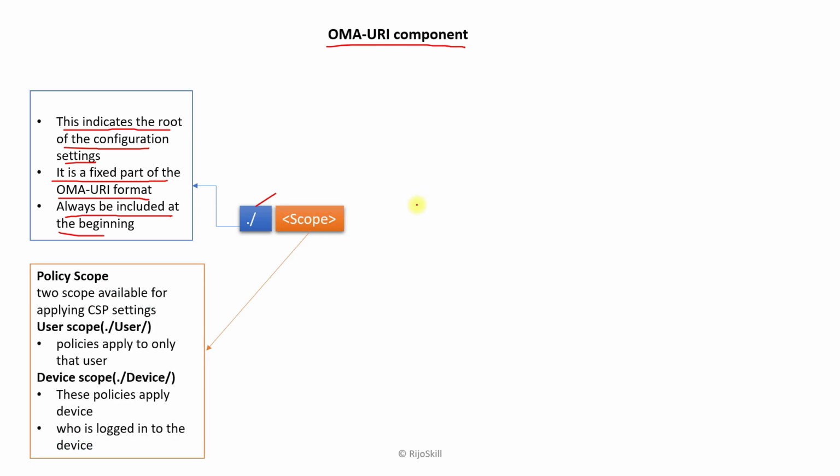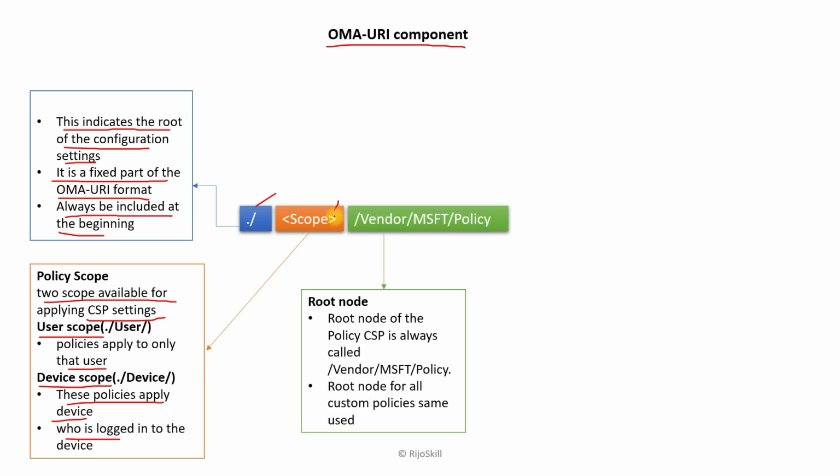What is the next one? Next is the scope. We already discussed the policy scope, where we can apply this policy. Two scopes are available for applying the setting. One is the user scope, where the policy is applied only to the user. The other is the device scope, where the policy is applied to the device for whoever logs into the device. So now you understand the scope. Then the next one is vendor / MST / policy.